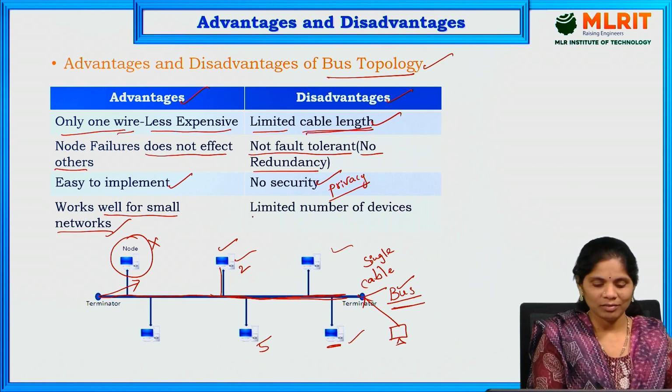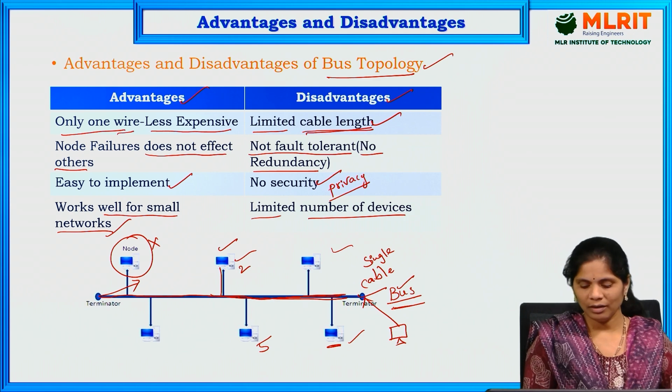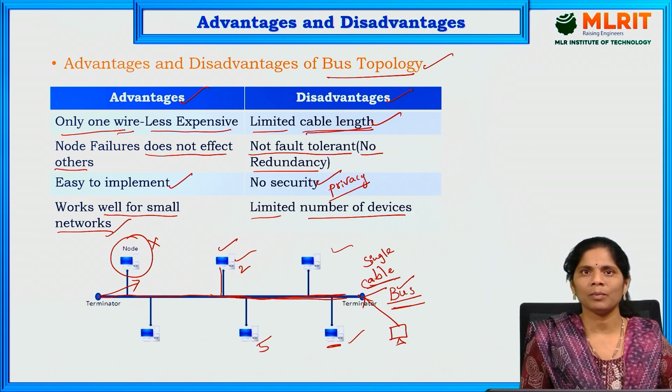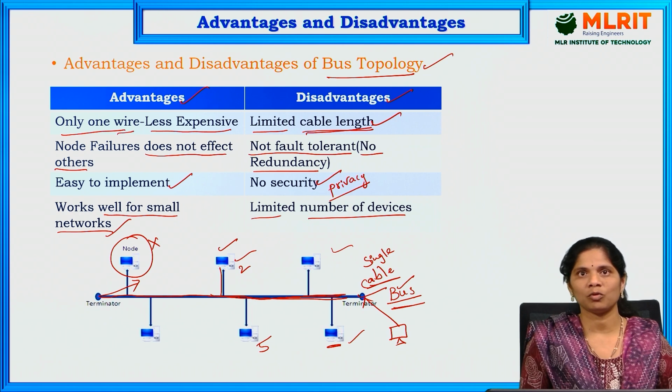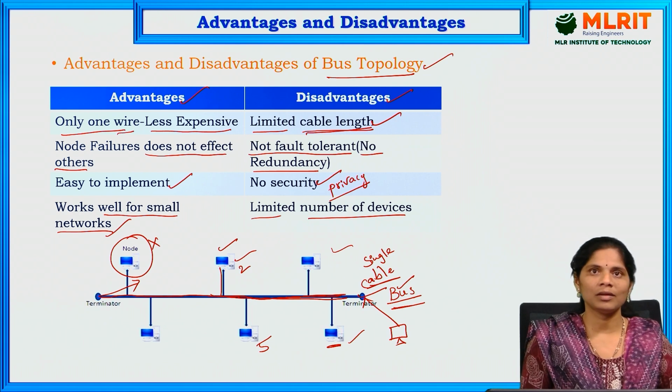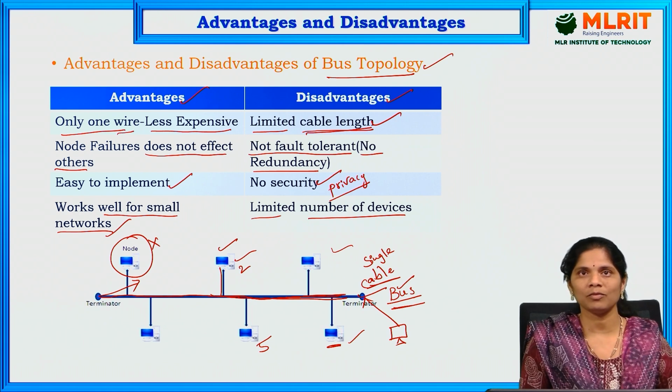Coming to the next disadvantage, limited number of devices. It is a single cable, so we can connect only a limited number of devices. It is a disadvantage in bus topology. These are some advantages and disadvantages of bus topology.